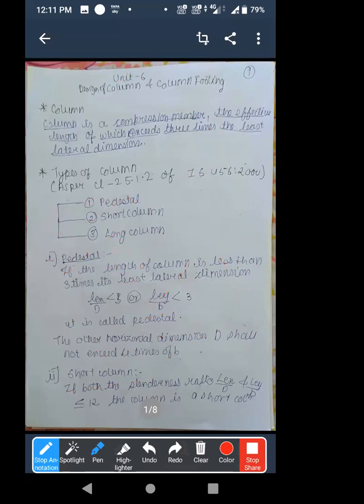Second, the short column. What is a short column? If both the slenderness ratios, that is LEX upon D and LEY upon B, are considered, this is known as the slenderness ratio. If the slenderness ratio is less than or equal to 12, the column is called a short column. Means if LEX upon D and LEY upon B are less than or equal to 12, then that column we call a short column.